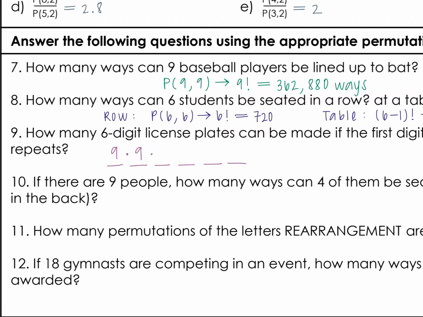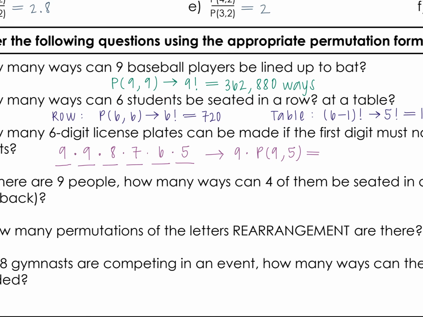So we'll have 9 times, and then here's where we will go ahead and move downward to that 8, 7, 6, and 5. So we're multiplying all of these out. This is going to also just be 9 times, and we have our permutation 9, and we're picking 5 of them because that's where we start that moving downward. And when you plug this into your calculator, you're going to get 136,080.